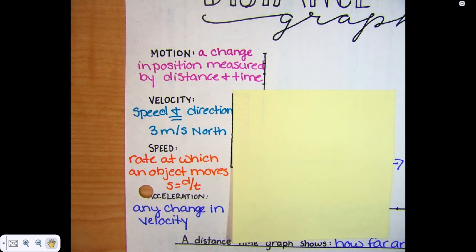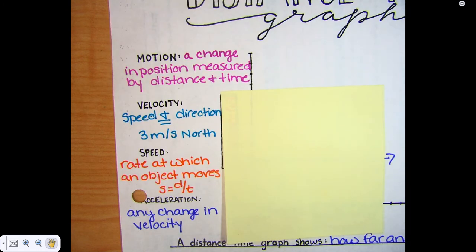If you're talking about acceleration, now this is a new term. Acceleration is any change in velocity. So if we go back and look at velocity, velocity is speed and direction. If I change any part of that, it means I have accelerated. So if I use this example up here, 3 meters per second, if I increase my speed to 4 meters per second north, I have accelerated. If I decrease my speed to 3 meters per second and I'm still going north, I have accelerated. And if I'm going at a constant 3 meters per second, but I change my direction to go east, I have also accelerated because I have changed my velocity.